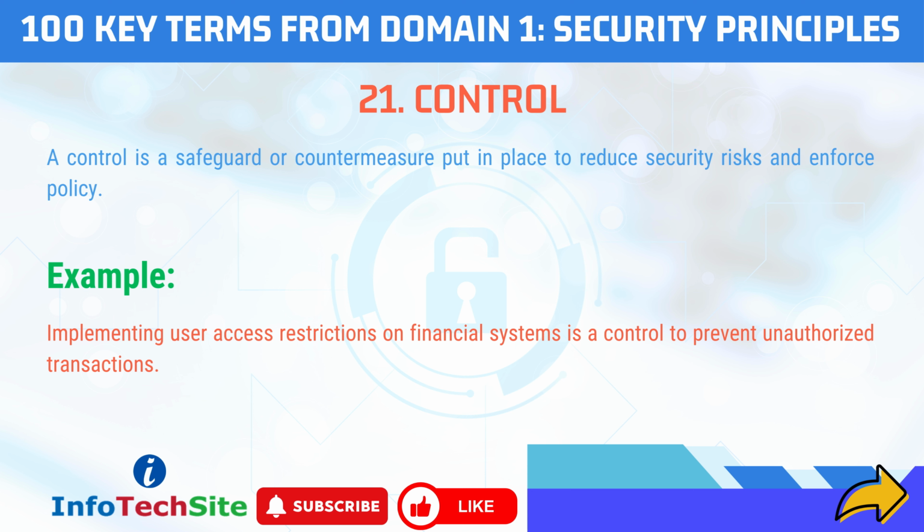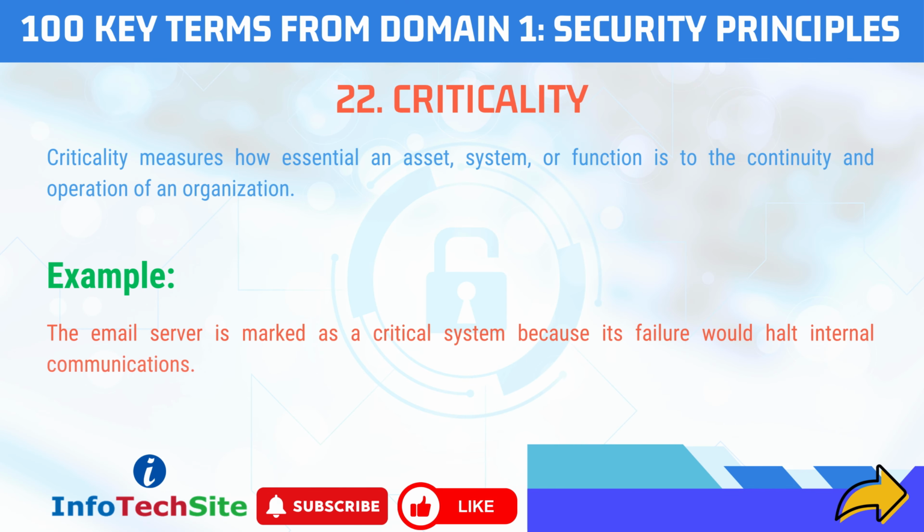21. Control. A control is a safeguard or countermeasure put in place to reduce security risks and enforce policy. For example, implementing user access restrictions on financial systems is a control to prevent unauthorized transactions. 22. Criticality. Criticality measures how essential an asset, system, or function is to the continuity and operation of an organization. Here is an example. The email server is marked as a critical system because its failure would halt internal communications.